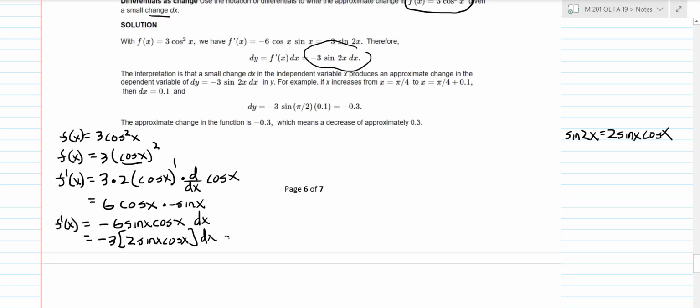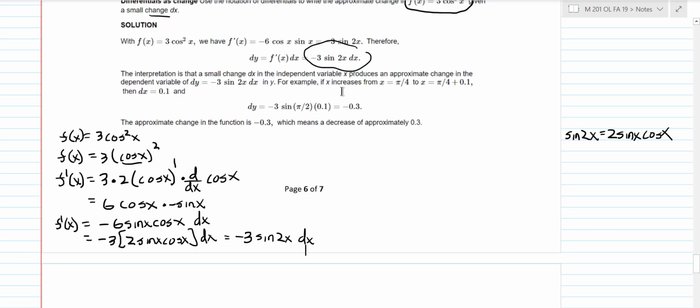So that would end up giving us negative 3 times the sine of 2x dx. Okay, that's how that goes. All right, so that's the first part. And then what we're going to do is the interpretation: a small change dx in the independent variable x produces an approximate change in the dependent variable of dy equals negative 3 sine 2x.